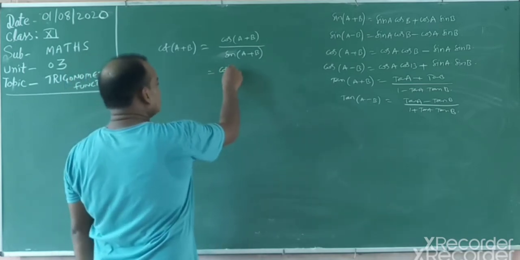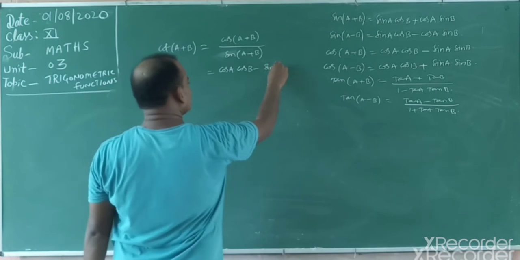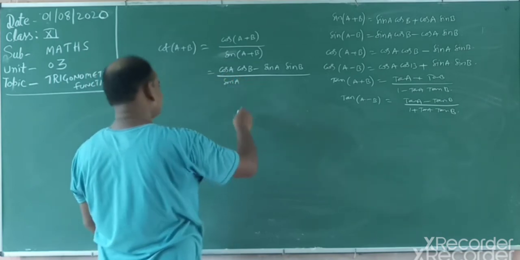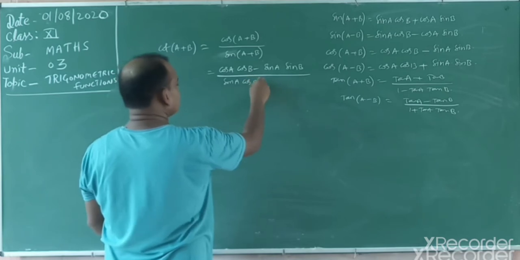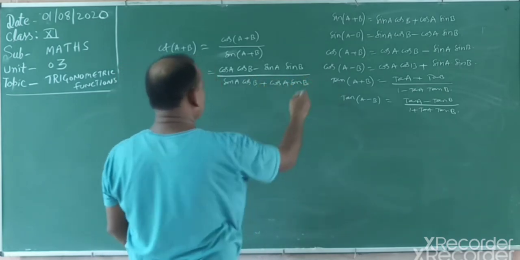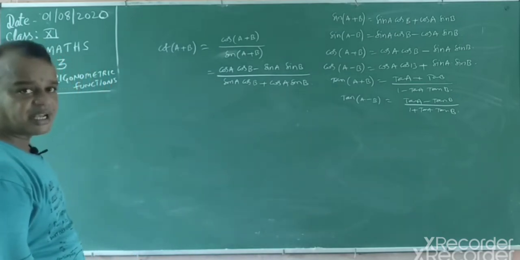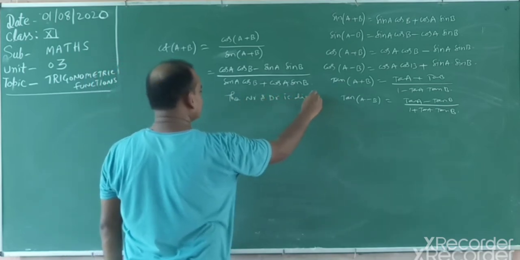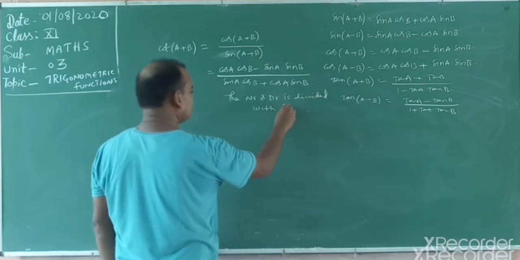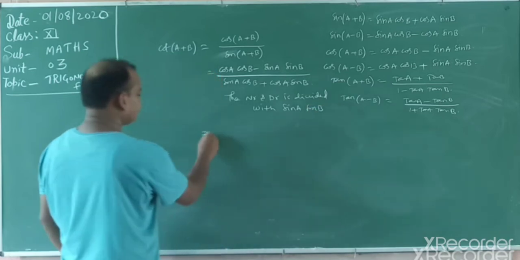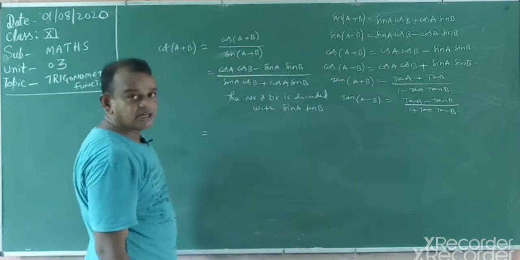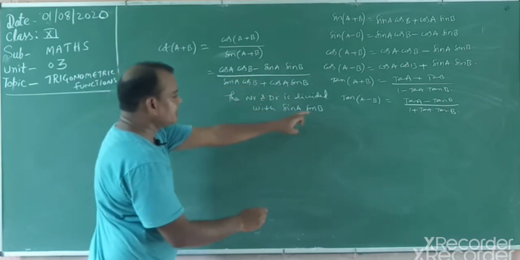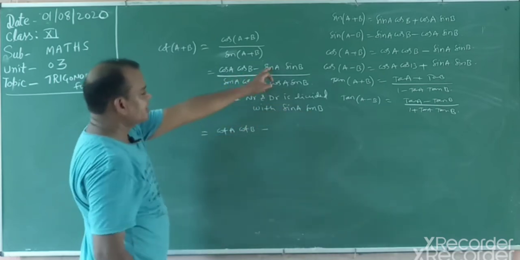Now cos of A plus B formula: cos A cos B minus sin A sin B, by sin of A plus B: sin A cos B plus cos A sin B. Now the numerator and denominator are divided by sin A sin B. Directly we write cos A cos B by sin A sin B. Cos A by sin A means cot A, cos B by sin B means cot B. Minus, sin A cancels, sin B cancels.